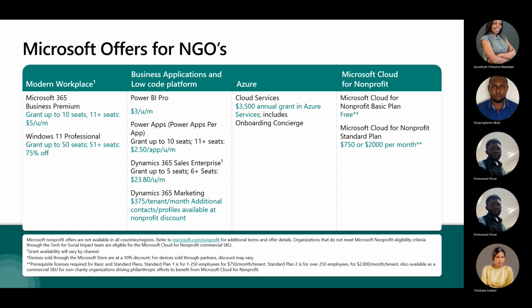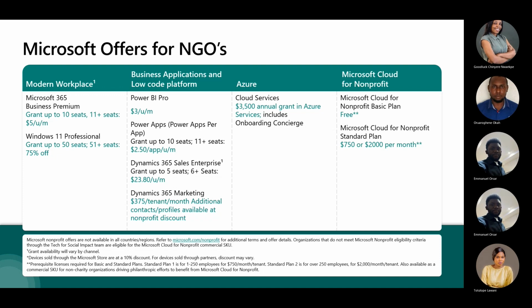Microsoft offers are being categorized into four. We have the modern workplace, we have the business application and the low-code platform, we have the Azure, and then we have the Microsoft Cloud for nonprofit. First, in terms of the modern workplace offers, which provides you with productivity solutions and the latest Windows operating system, which is Windows 11 Professional.